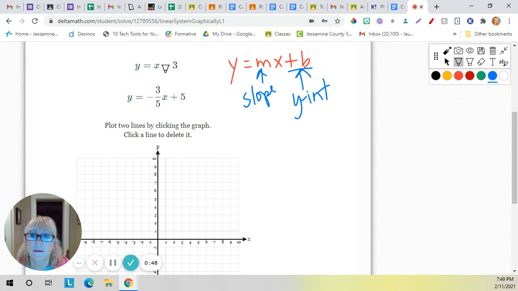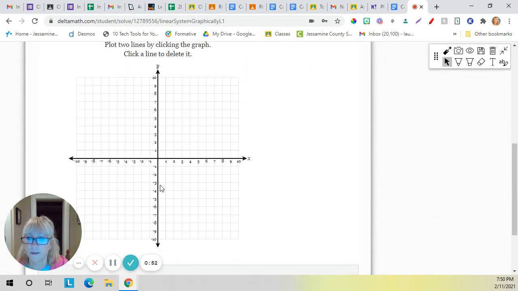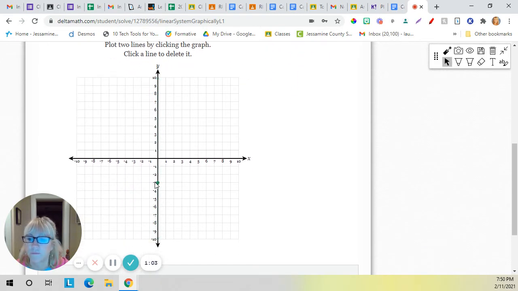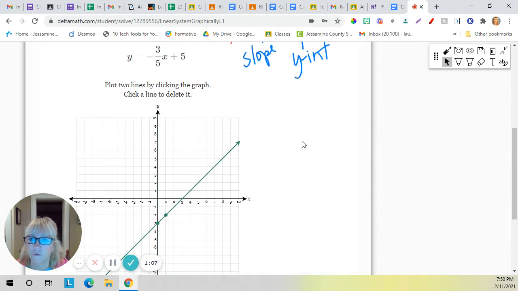The b is -3, so I'm going to put my dot here on the -3. And my slope, we don't see the 1 there, but the 1 is there, right? We remember if there's no coefficient, it's really positive, so it's +1. So we're going to go up 1 over 1. Okay, so that's my first one.